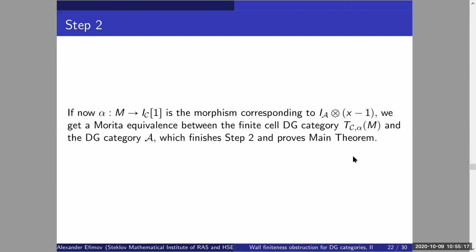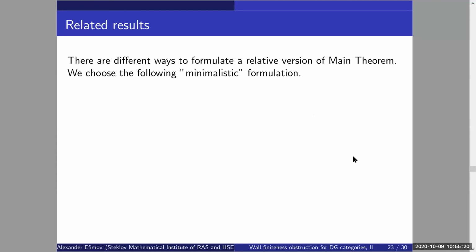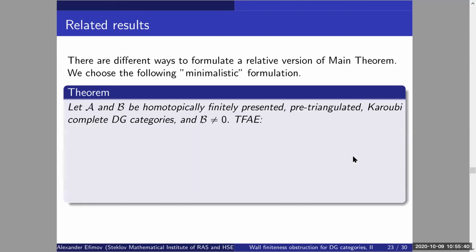So now I will formulate the relative version and briefly mention some application of this relative version. It can be formulated in different ways, but just to minimize the inequalities, we choose this minimalistic formulation. So take any homotopically finitely presented DG categories, A and B, where the second category is non-zero, I mean, not equivalent to zero. Then the following two conditions are equivalent.